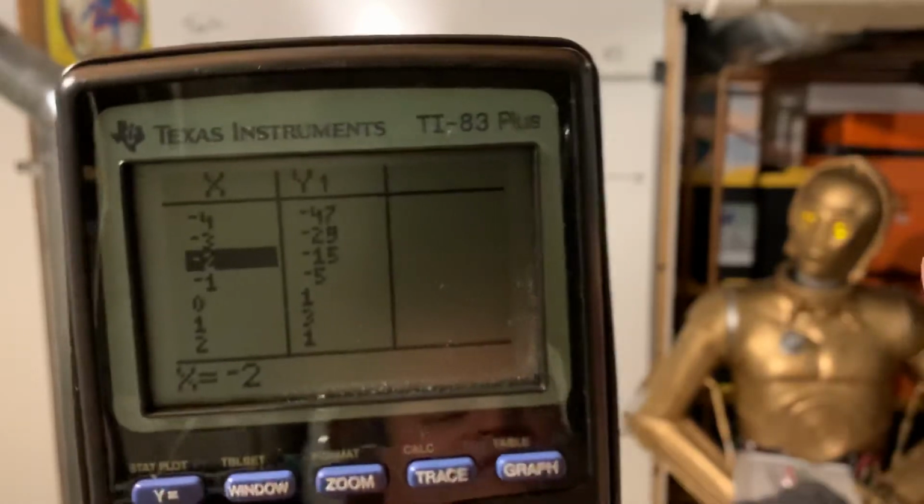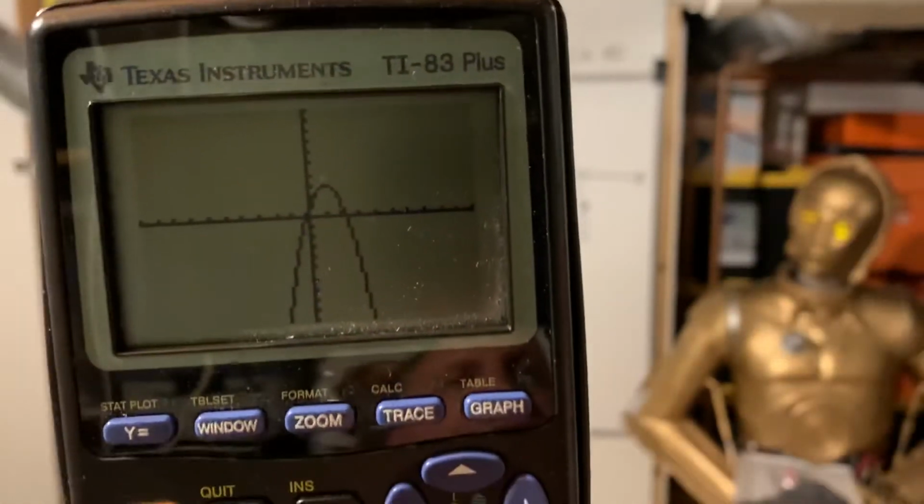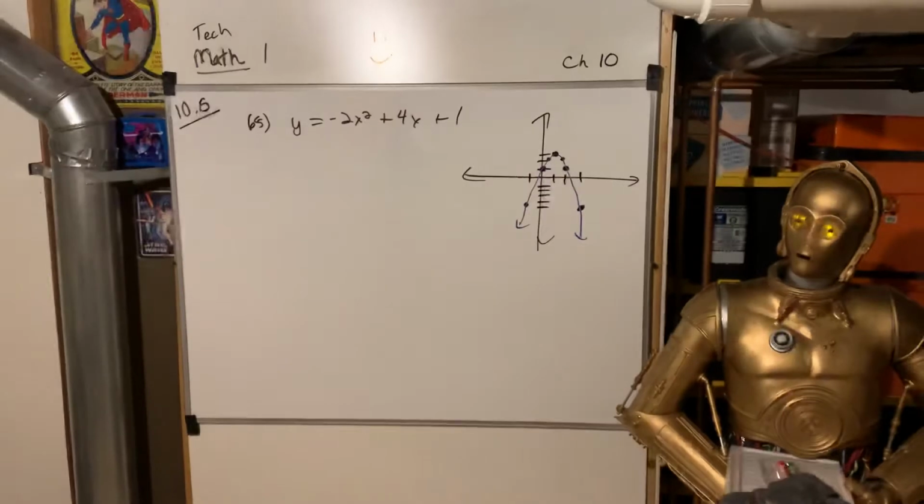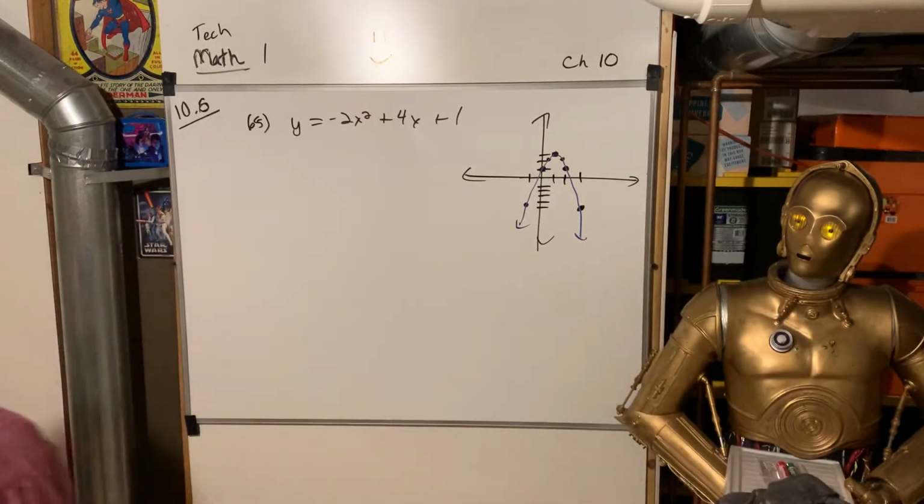Okay, and then if you want to go back to the graph, just hit graph, and it brings it right back. All right, so the graphing calculator can really make short work of all of these problems. Let's look at 66.